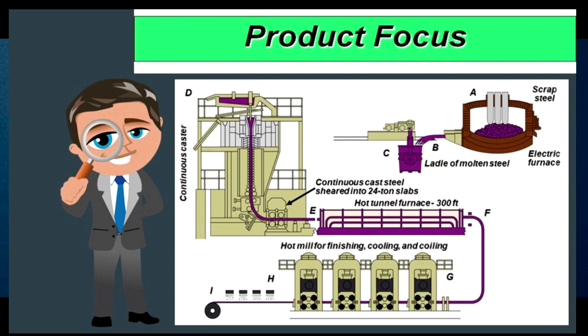Then it goes to the hot tunnel furnace, which sometimes is 300 feet, but there is nothing sacrosanct about it. Sometimes it may be 200 feet, sometimes 100 feet, but normally it is quite long so that in the hot tunnel the material gets the proper treatment for further working. Then it goes to the hot mill for finishing, cooling and coiling.